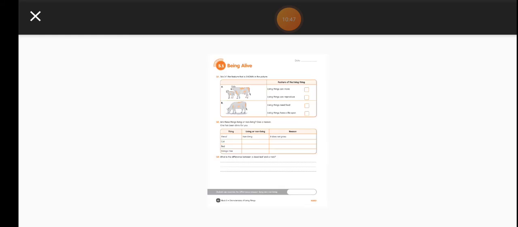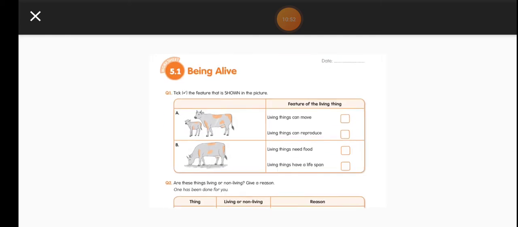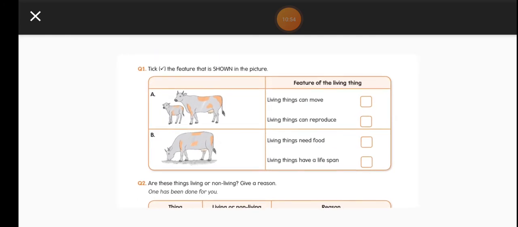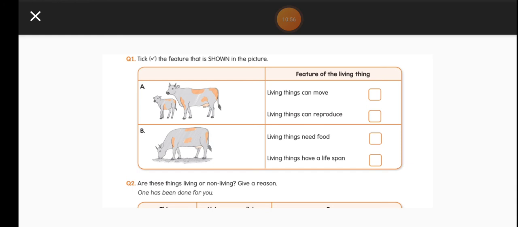Now we will see what are the questions in worksheet. We'll see the worksheet questions. Tick the feature that is shown in the picture. So what features are shown by these organisms are these things which are given in the image. So this is a cow. So what features this cow can show? Is it a living thing or non-living thing? How can you say that it's a living thing?